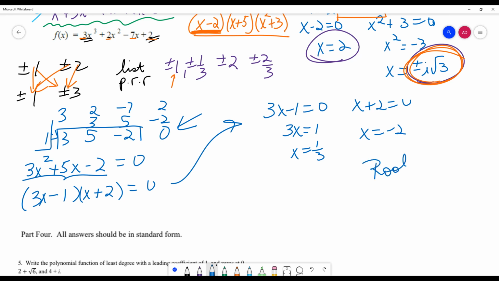All right, so here are my roots. You knew I was going to have 3 roots. One of them was 1, then 1/3, and negative 2. And that's it. Done. Call it a day.